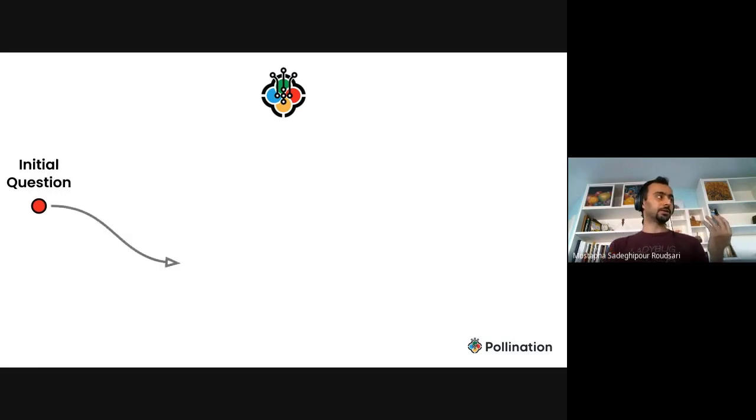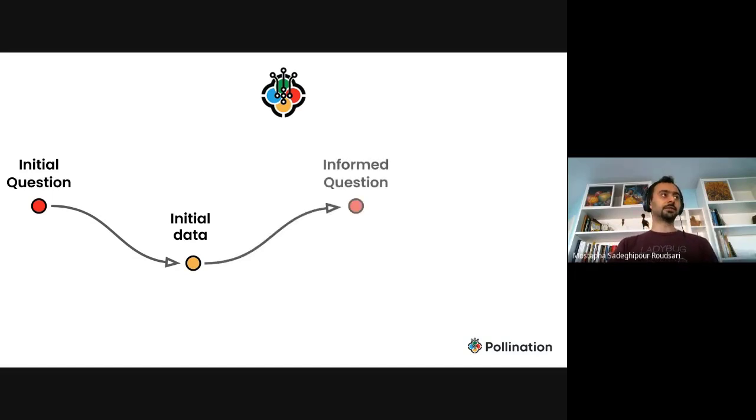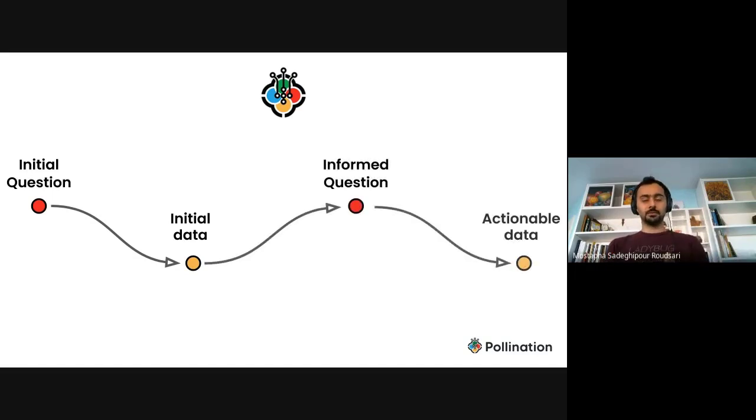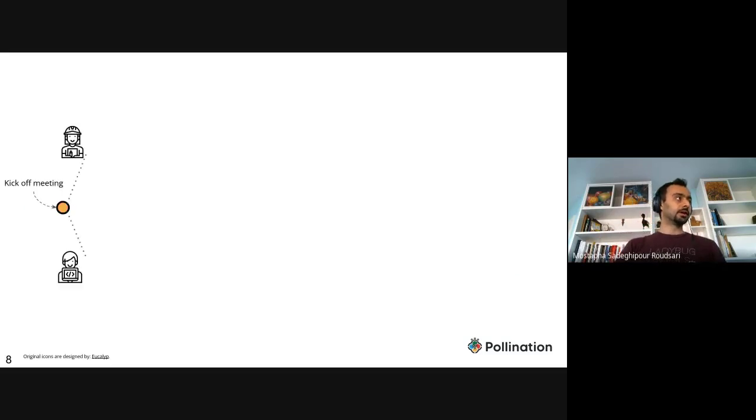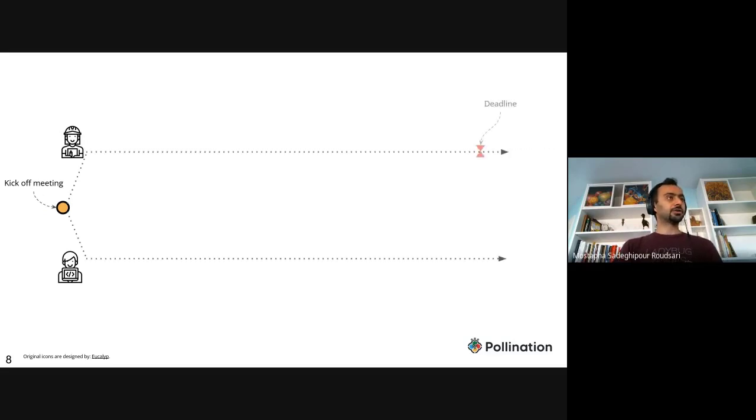You have an initial question. You get initial data that informs you to ask a better, more informed question, and you get some actionable data. And this goes over and over during the process of your studies. And then this is a famous graph that we have that shows how Pollination helps, starting from how we work these days together and what the problem with collaboration is.